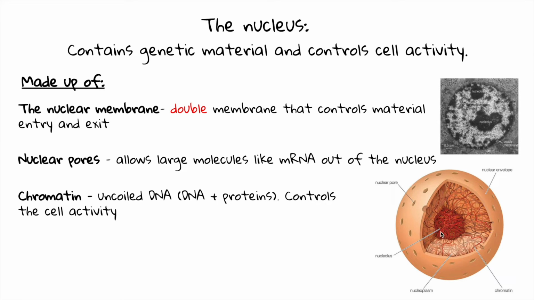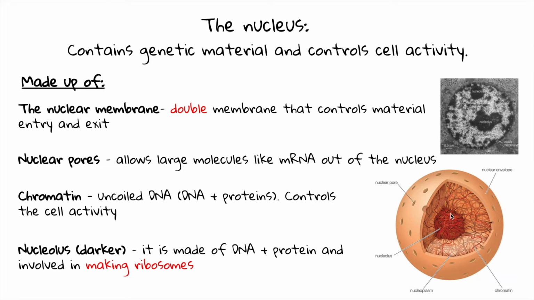You see it here. It kind of looks like spaghetti around what looks like more concentrated chromatin, but that's actually the nucleolus, which is a bit darker. And it's made out of DNA, and it's involved in making ribosomes.